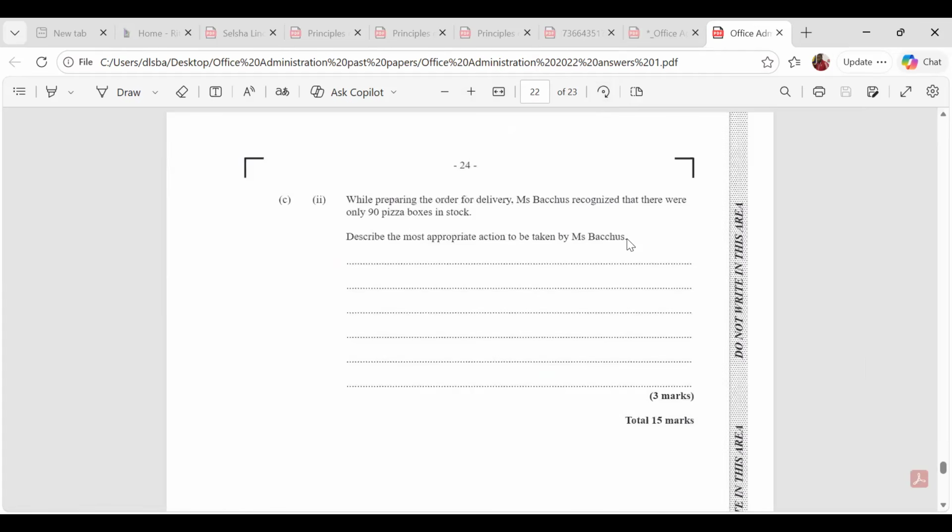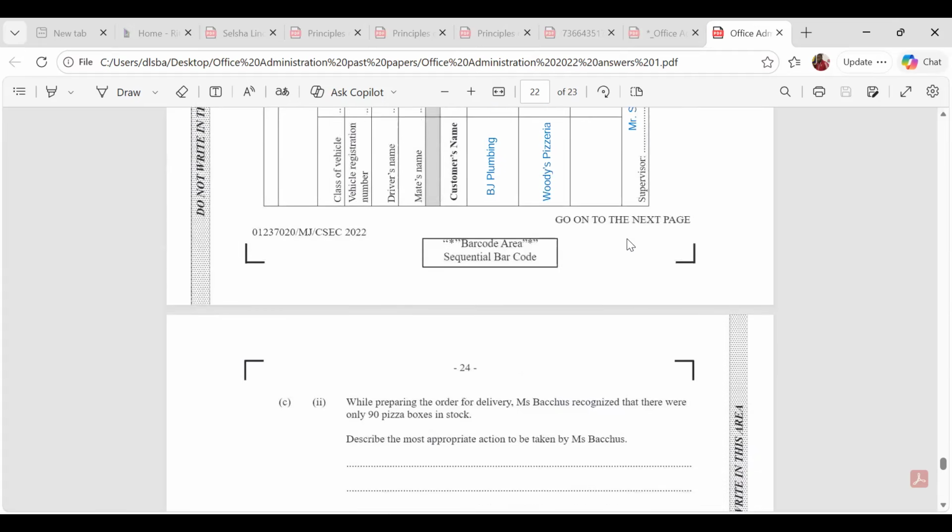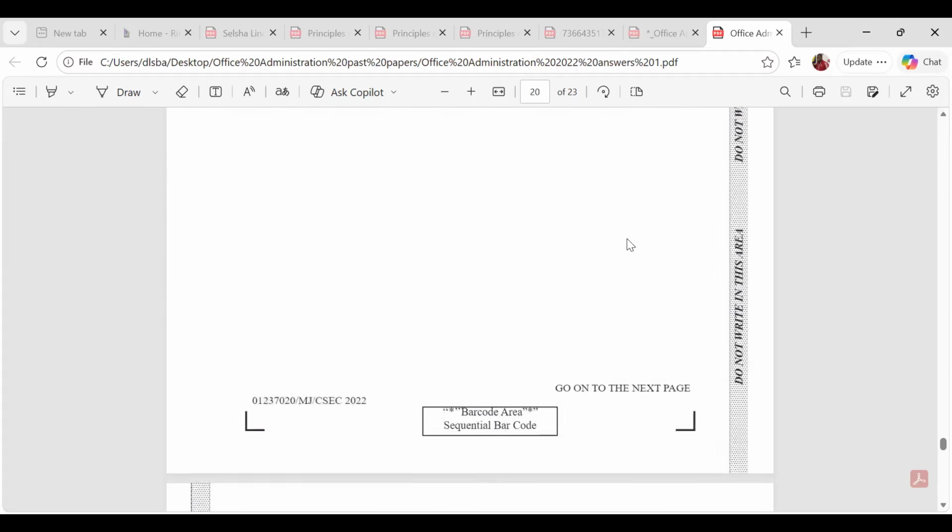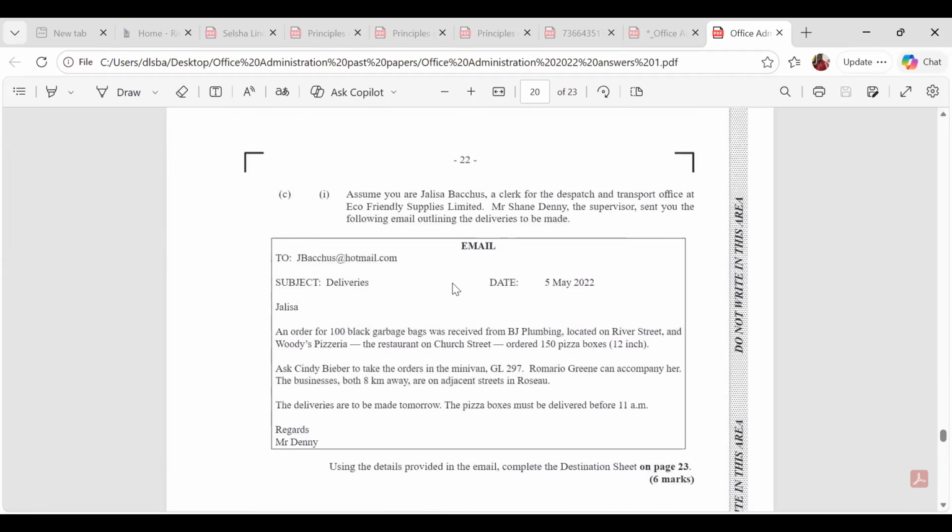Right. While preparing the order for delivery, Mr. Bacchus recognized that there were only 90 pizza boxes in stock. Describe the most appropriate action to take by Mr. Bacchus. What he can do, because the delivery is to be made tomorrow, is if it is possible to get an express order where he can get the boxes same day, then he can make that request.